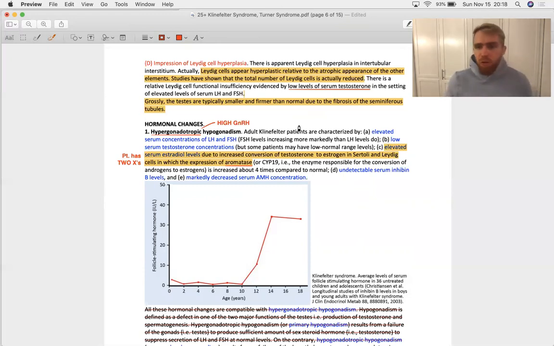And so there's a little differential tree there. There are a few causes of hypergonadotropic hypogonadism. But the high level of GnRH and thus FSH and LH is what keys you in, clues you in, without having to do a karyotype. This patient probably has Klinefelter.